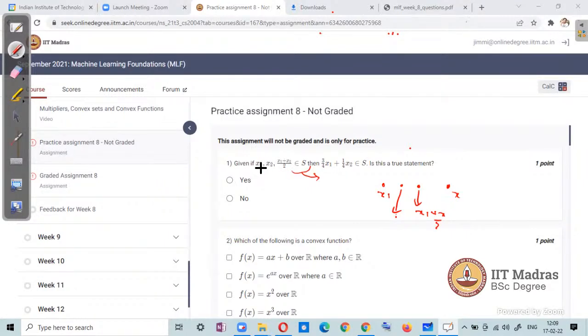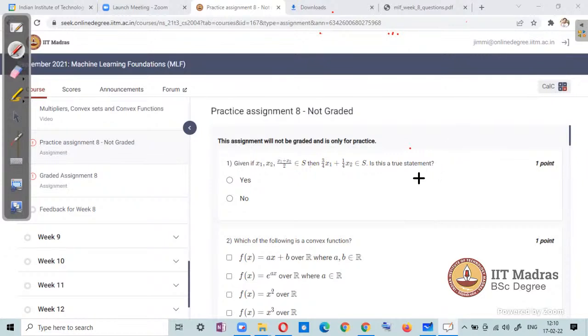The question is not directly saying that. We can frame it in such a manner that for all x1 comma x2 such that x1 plus x2 belongs to S, whether this will belong to S or not. In that case, we can say yes, this is a true statement. Did you get my point? Since the question hasn't mentioned that clearly, that's why we are seeing many discussions on this question on the discourse.